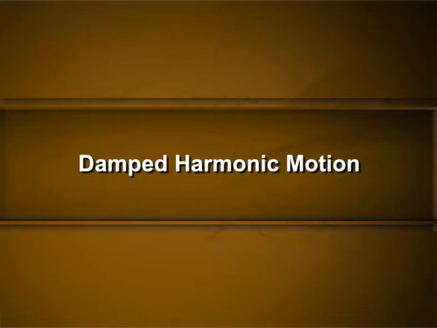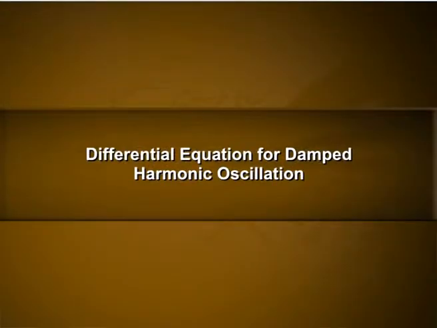Damped harmonic motion. If a particle executes a harmonic motion of gradually decreasing amplitude under the combined action of a restoring force and a damping force, then this motion is called damped harmonic oscillation and the oscillator is called a damped harmonic oscillator. Differential equation for damped harmonic oscillation.